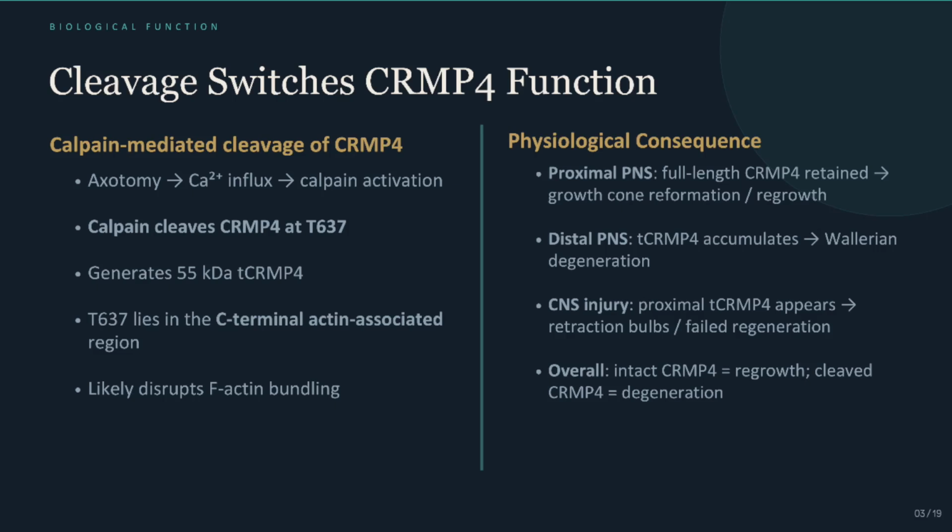Additionally, after CNS injury, this degeneration-associated pattern appears even proximally. In the optic nerve, CRMP4 is downregulated and tCRMP4 appears, showing failed regeneration. Overall, the balance between intact CRMP4 and tCRMP4 seems to act like a switch between regrowth and degeneration activity.